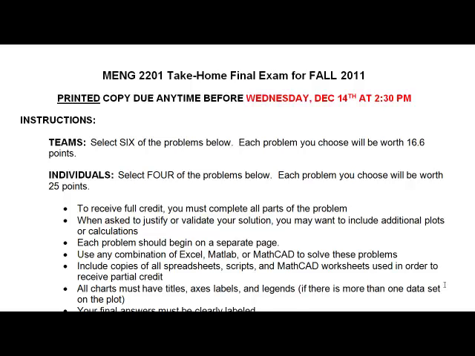Now here's the instructions. You can either work as a team or as an individual. If you work as a team, you have to select 6 of the problems. Each problem you choose will be worth 16.6 points. If you work as an individual, you select 4 problems. Each problem will be worth 25 points. Now, to receive full credit, you must complete all parts of the problem.